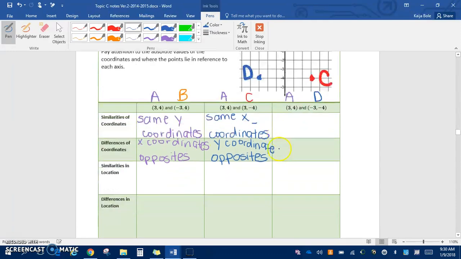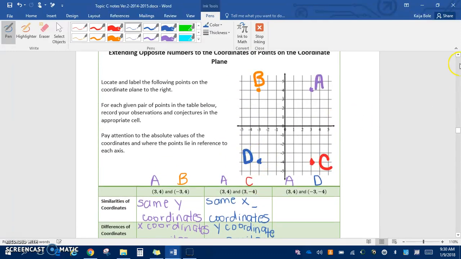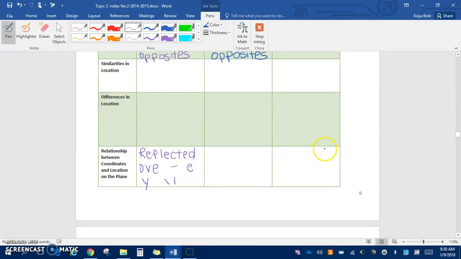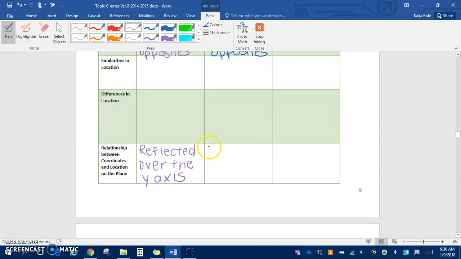We're going to skip the next two, and now we're going to look at the relationship between the two. So we're looking at which way it's reflecting. If we're going from A down to C, we are now reflecting over the x-axis. So here in this box we're going to put reflected over the x-axis.